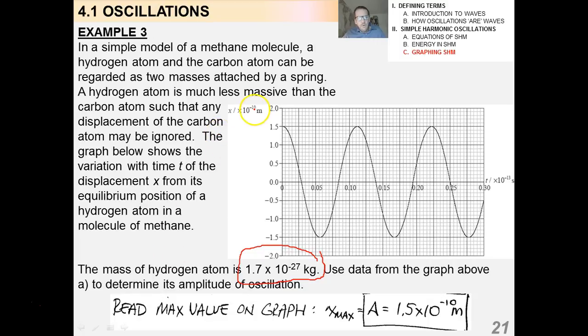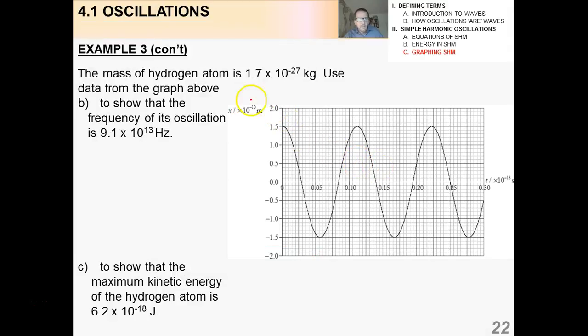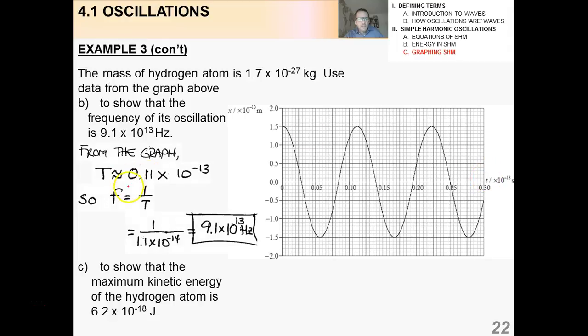Well, that's pretty straightforward. All you have to do is read the maximum value. Warning, warning, warning. This is one of those graphs that has a power of 10 here. So just make sure that you include that in your answer. It's 1.5 times 10 to the minus 10 meters, okay? Pretty small oscillation. Well, you're talking about an atom, right? Atoms and molecules, okay? Show that the frequency is 9.1 times 10 to the 13 hertz. This should be easy because we have time on the x-axis, okay? The period is 0.1 times 10 to the minus 13. Again, note the 10 to the minus 13. Okay, frequency is 1 over that. I get 9.1 times 10 to the 13 hertz, okay?